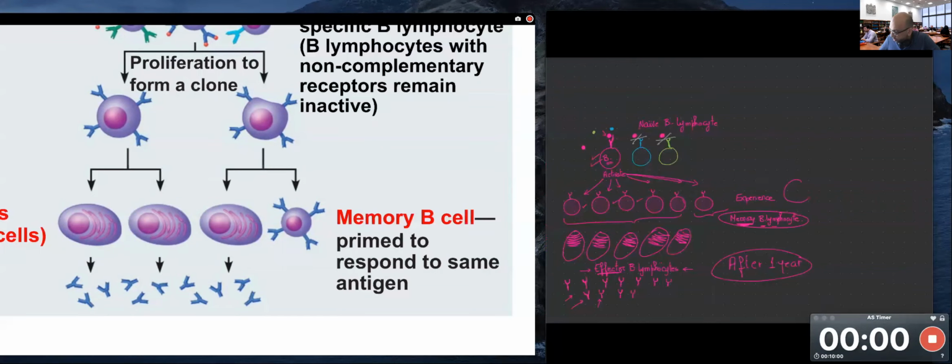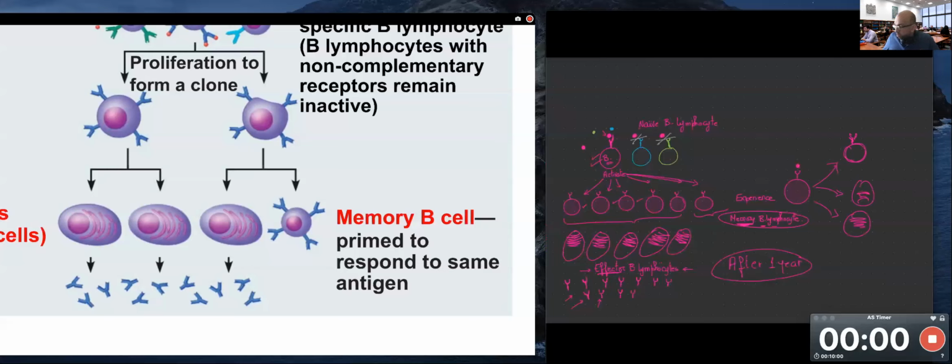So for example, if this was rubella, I'm able now to recognize the same antigen of the rubella, and I would be proliferating, producing plasma cells, and I would be proliferating, forming other memory cells that would be kept to respond for another exposure in the future.